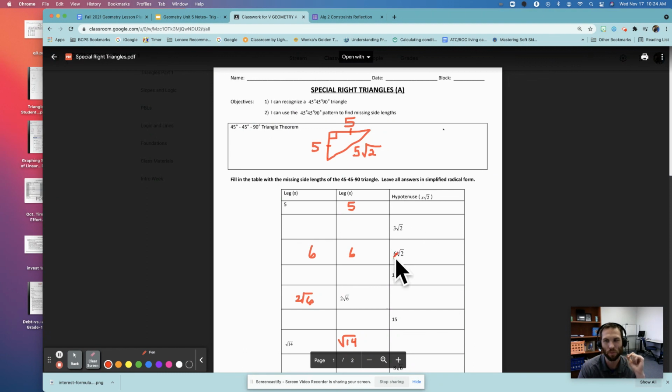So this worksheet should take you like no time to do. Okay. All right. Hope that helps.